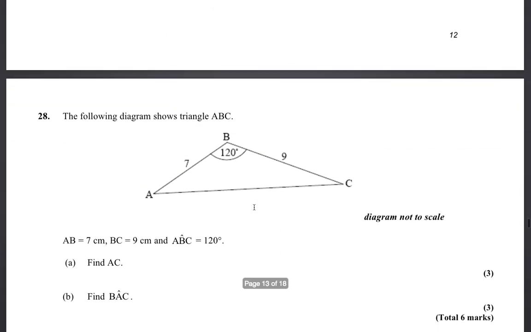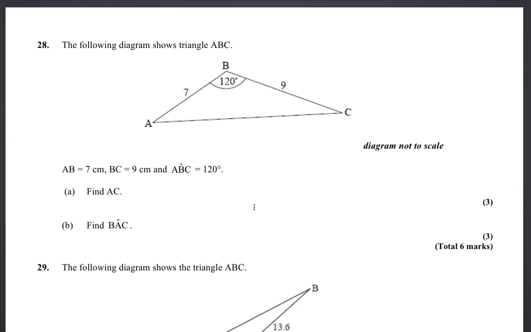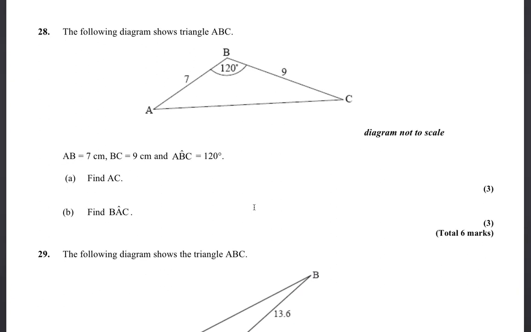So let us look at the last two problems of this video. The following diagram shows triangle ABC. The length of AB is 7 centimeters, BC is 9 centimeters, and the angle is 120 degrees. Find AC. You can use the cosine rule, isn't it, students? But again, the reason why I included this problem in this worksheet is to make you understand that it is given in degrees.